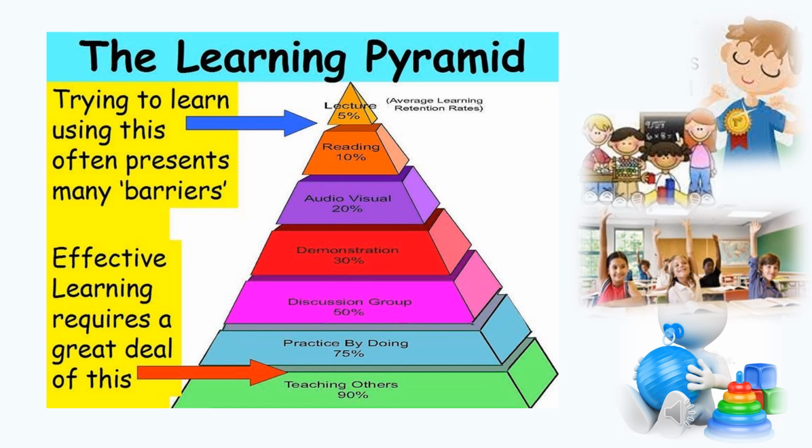It is important to remember that the learning pyramid is a model, not a rigid rule. The effectiveness of each method can vary depending on the individual, the subject matter, and the learning environment. However, all the stages can play a role in the learning process.